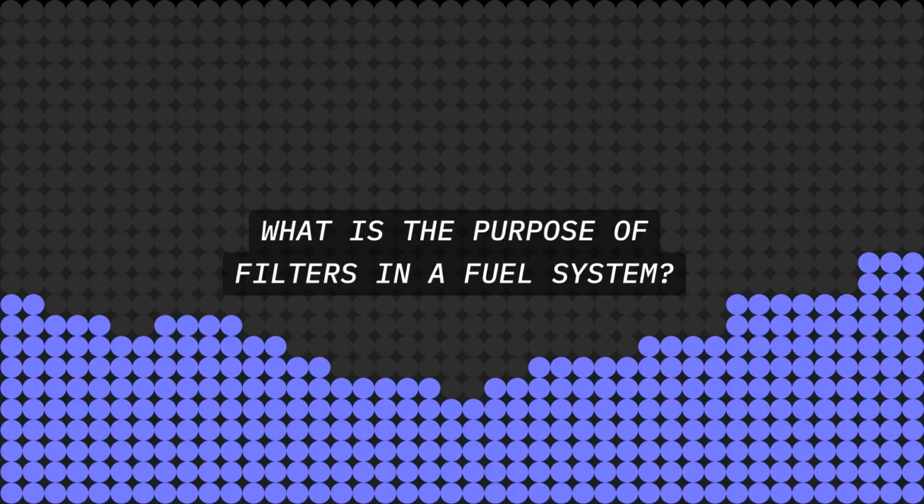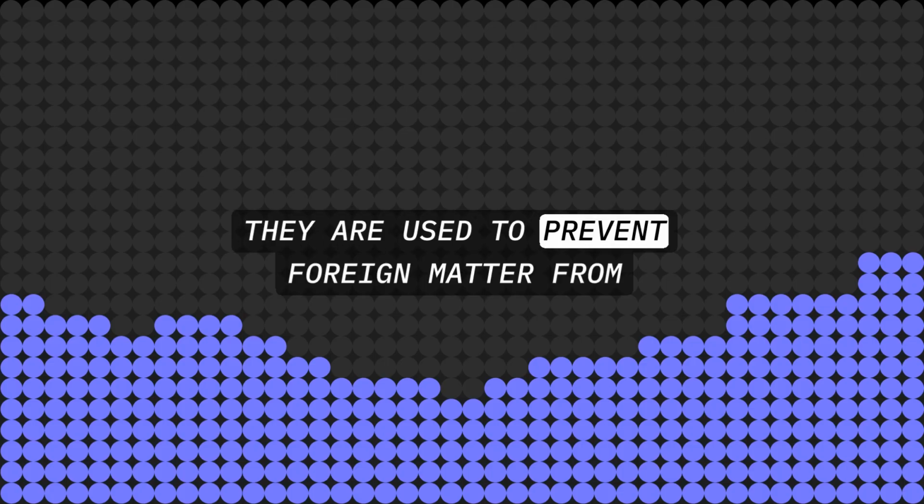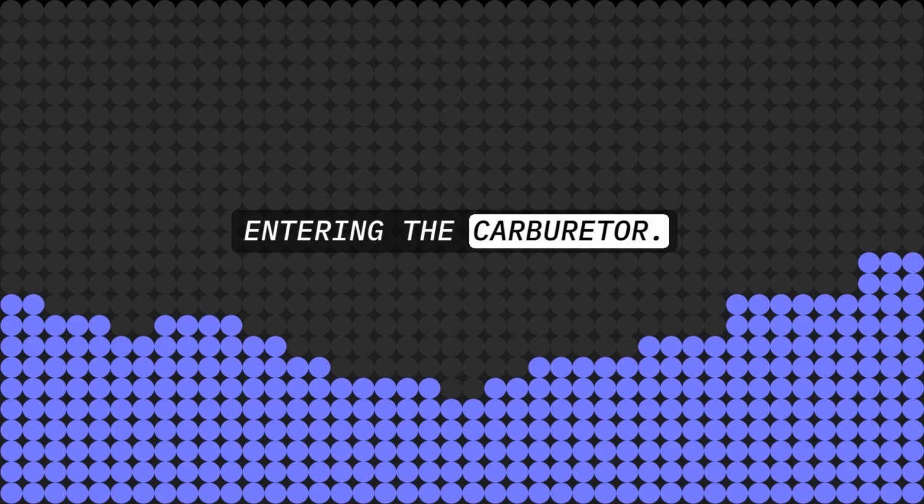What is the purpose of filters in a fuel system? They are used to prevent foreign matter from entering the carburetor.